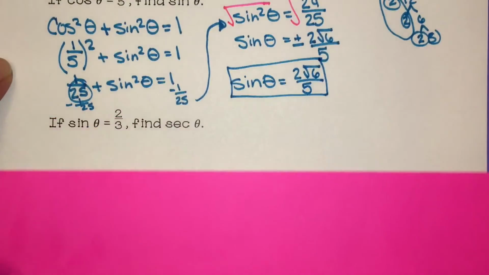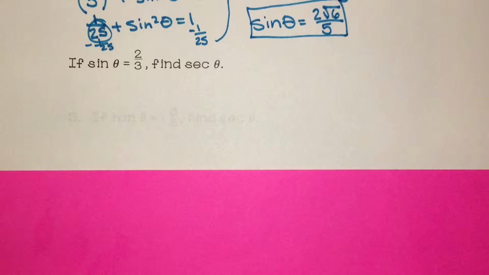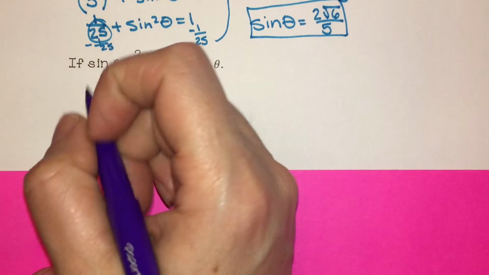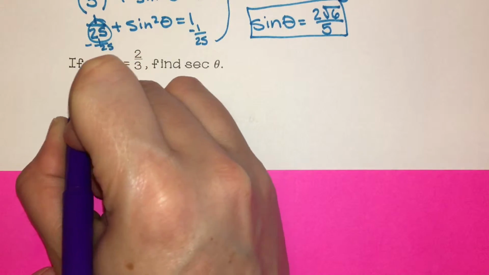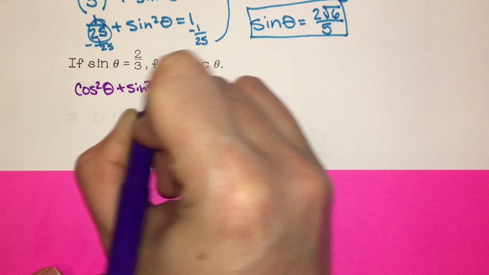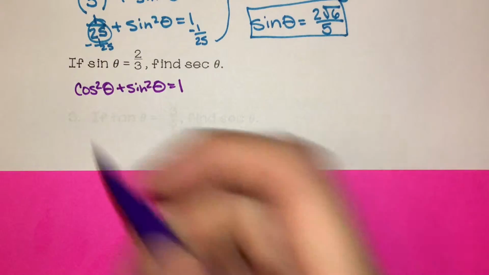Okay, so we're going to stay in that same quadrant. We're going to try another one. All right, if sine theta equals 2/3, find secant theta. I'm going to use the same Pythagorean identity. Cosine squared theta plus sine squared theta is equal to 1. I'm going to plug in 2/3 for sine.